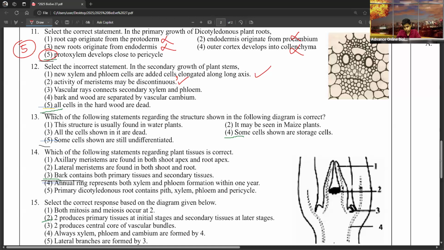Secondary xylem and phloem. Correct? Bark and the wood are separated by vascular cambium. Bark and wood, correct. All cells in the heartwood are dead. All cells? Parenchyma. There can be some live parenchyma cells. So we'll take the fifth one as the answer.